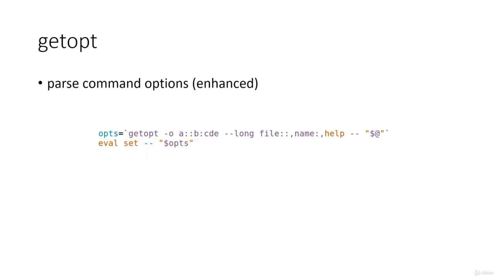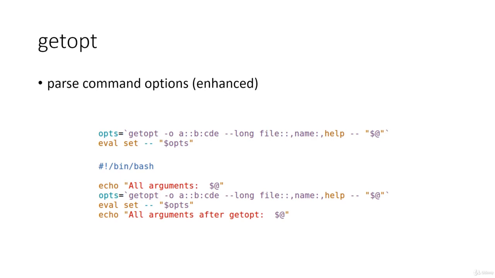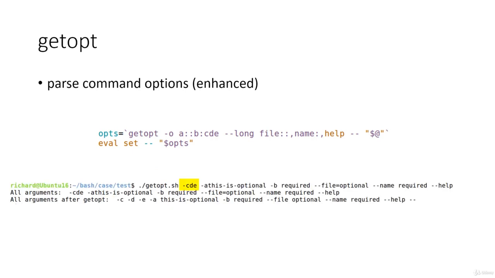So if we do a little change in the script, at the beginning I am going to print all arguments and the same I will do at the end of the script. We can now see how it behaves. I have run the script with -cde, -a followed by this is optional, -b parameter with argument called required, --file with optional argument called optional, --name parameter with argument called required, and with parameter --help.